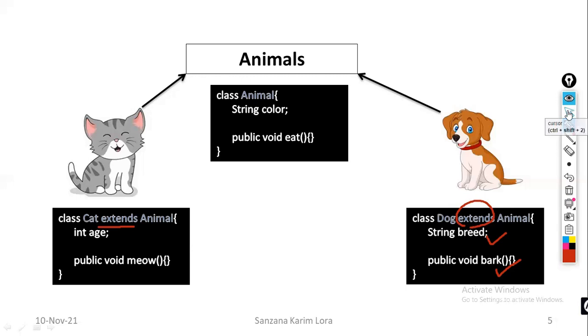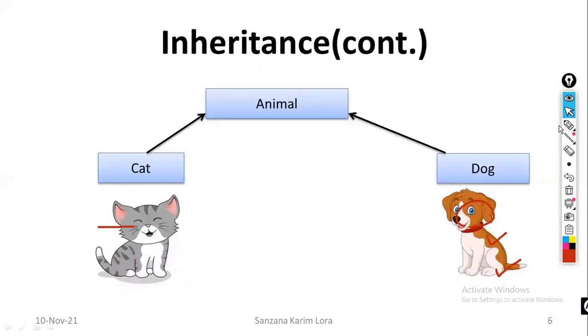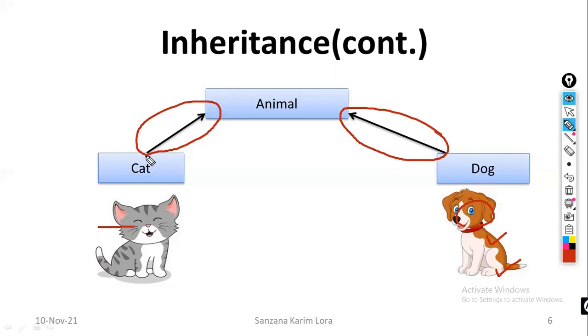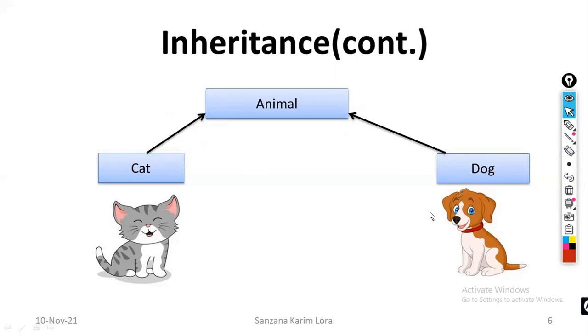So we can represent it with an arrow. Here is an arrow and here is an arrow. This means the Cat and Dog classes acquire all the properties of the Animal class. So here we can observe a parent-child relationship. Like you inherit some properties from your father and mother, similarly, the Cat and Dog are acting as child classes, and here the Animal is the parent class.